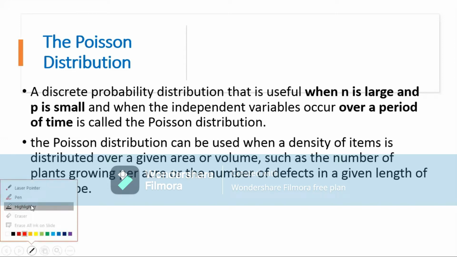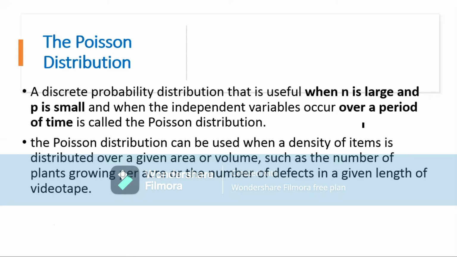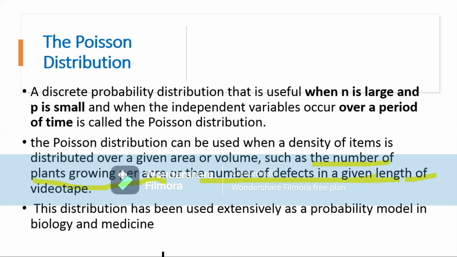You can see that the number of plants growing per acre, or the number of plants growing per spot, or the number of defects in a given length of a videotape. So it's one of the most extensively used probability distributions in biology and medicine.